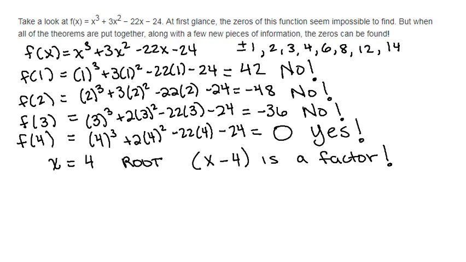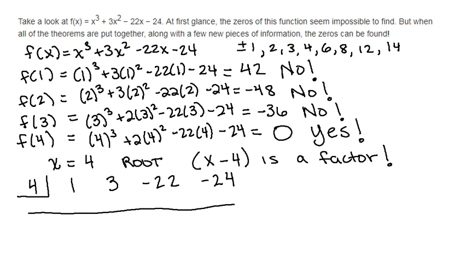So we'll go ahead, because once we get down to a quadratic, we can either factor it or use the quadratic formula. So let's go ahead and do synthetic division. We'll put the 4 in the box because we know that the 4 is a root, and then we'll use all of the coefficients. So in front of the x cubed, we had a 1. In front of the x squared, we have a 3. In front of the x, we have a negative 22. And then our constant term is negative 24.